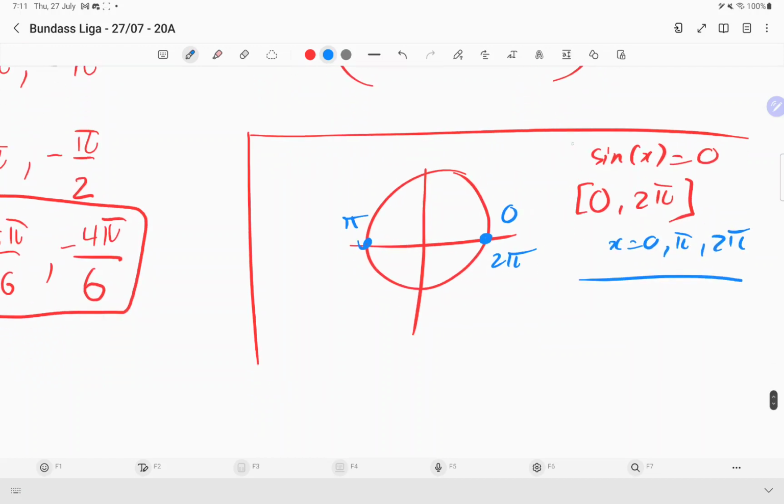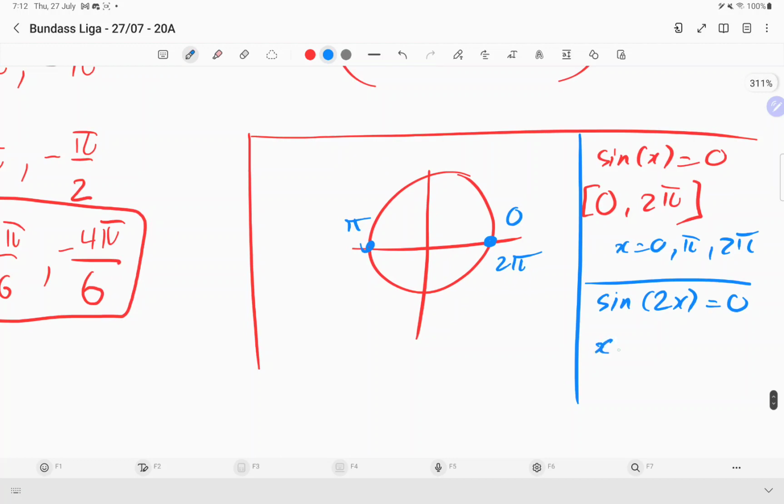But if you're given a separate equation where sine of 2x equals 0, and the domain for x is 0 less than or equal to x less than or equal to 2 pi, note that we're solving for this entire thing. So initially you might think 2x could be 0, pi, or 2 pi again. But are these the only answers?